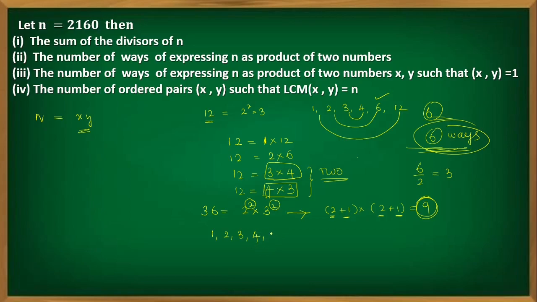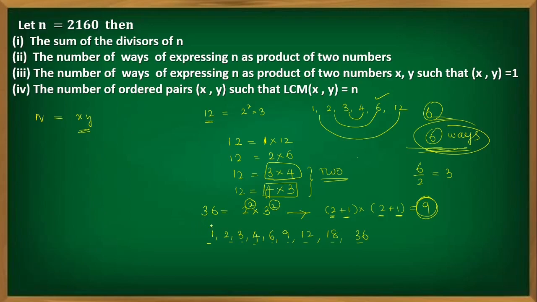Then we will have 6 is the divisor, then we have 9 is the divisor, then 12 is the divisor, then 18 is the divisor, then 36 is the divisor. Do we have all? We have 9. Let's check once: 1 2 3 4 5 6 7 8 9. Yes, we wrote all the 9 divisors.